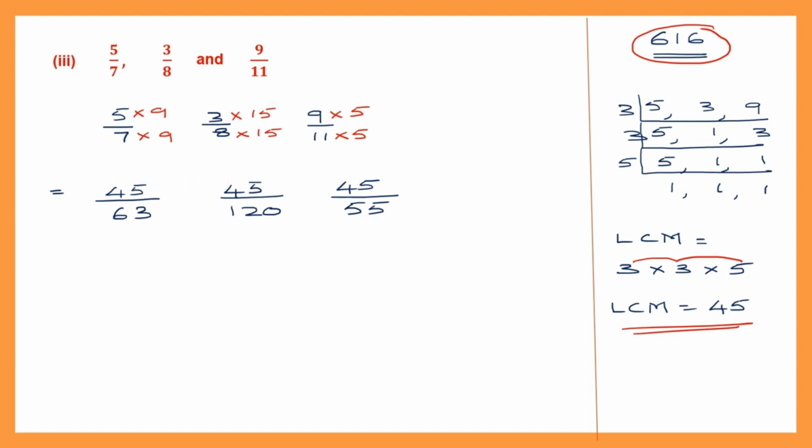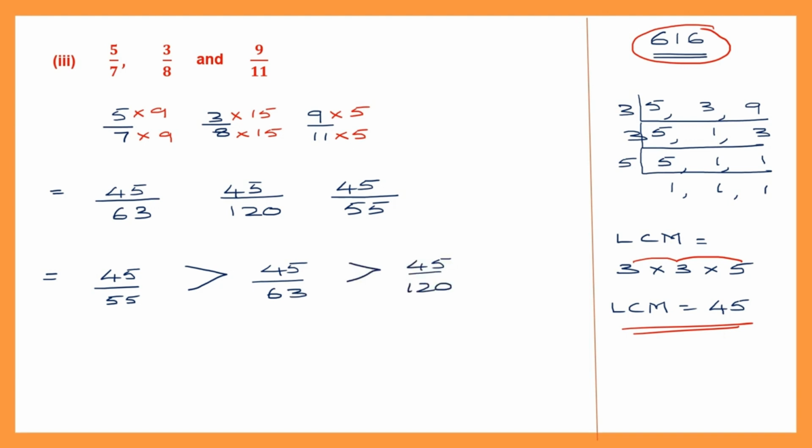So let's write that first. So that will be 45 by 55 is the biggest fraction. Then which is the next one? The next number that is greater than this is 63. So 45 by 63 is the next fraction. And then we have 45 by 120.